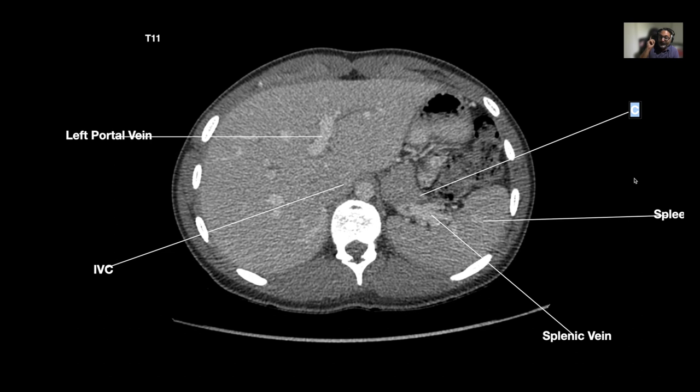So C, as I said, is something associated very closely to the splenic vein, but not the splenic vein. It is the pancreas, but now you have to tell me which part of the pancreas. Correct. Tail of the pancreas. Okay, done. Good job. Hard one.